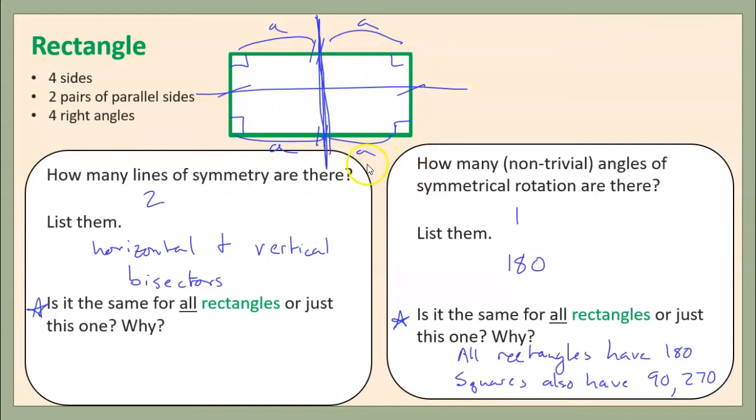So we can show that any rectangle, regardless of the size, is going to be cut in half. This is going to be a line of symmetry for any rectangle. And we can use a similar argument for this line.